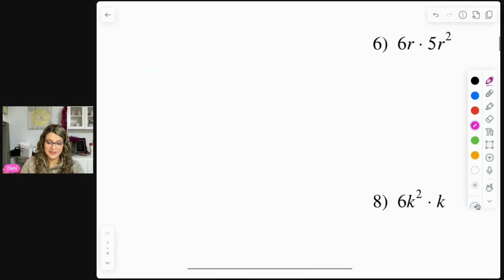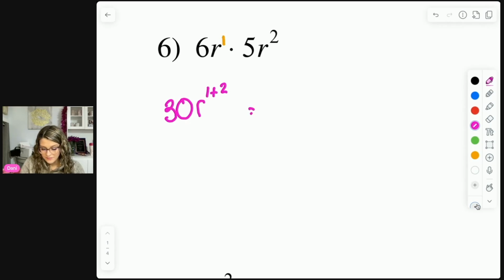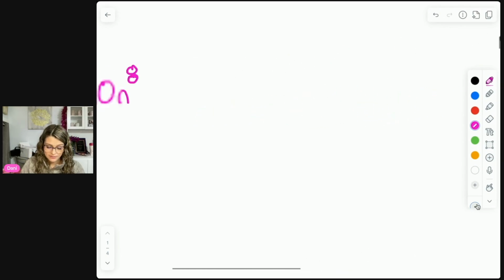So let's try another one similar. All right. So regular numbers, we can multiply those. 6 times 5 is 30. Remember, when there's no exponent written, we can just slap in a little 1. I like when students do that because then you don't forget to add it. It's a really common mistake. All right, so we have r to the 1st times r squared. That's going to give us r cubed. All right. So that part I wrote in yellow. You don't have to write that out unless you really want to. Then you do you.